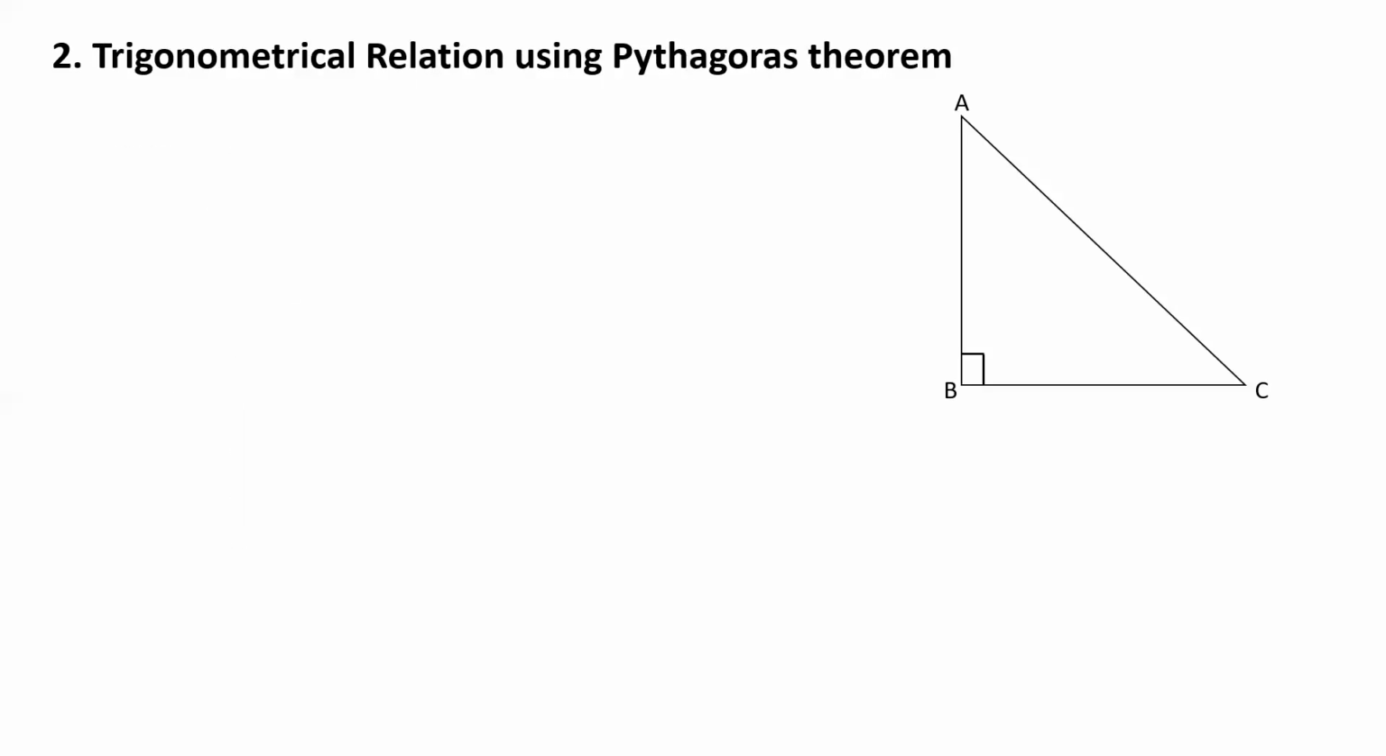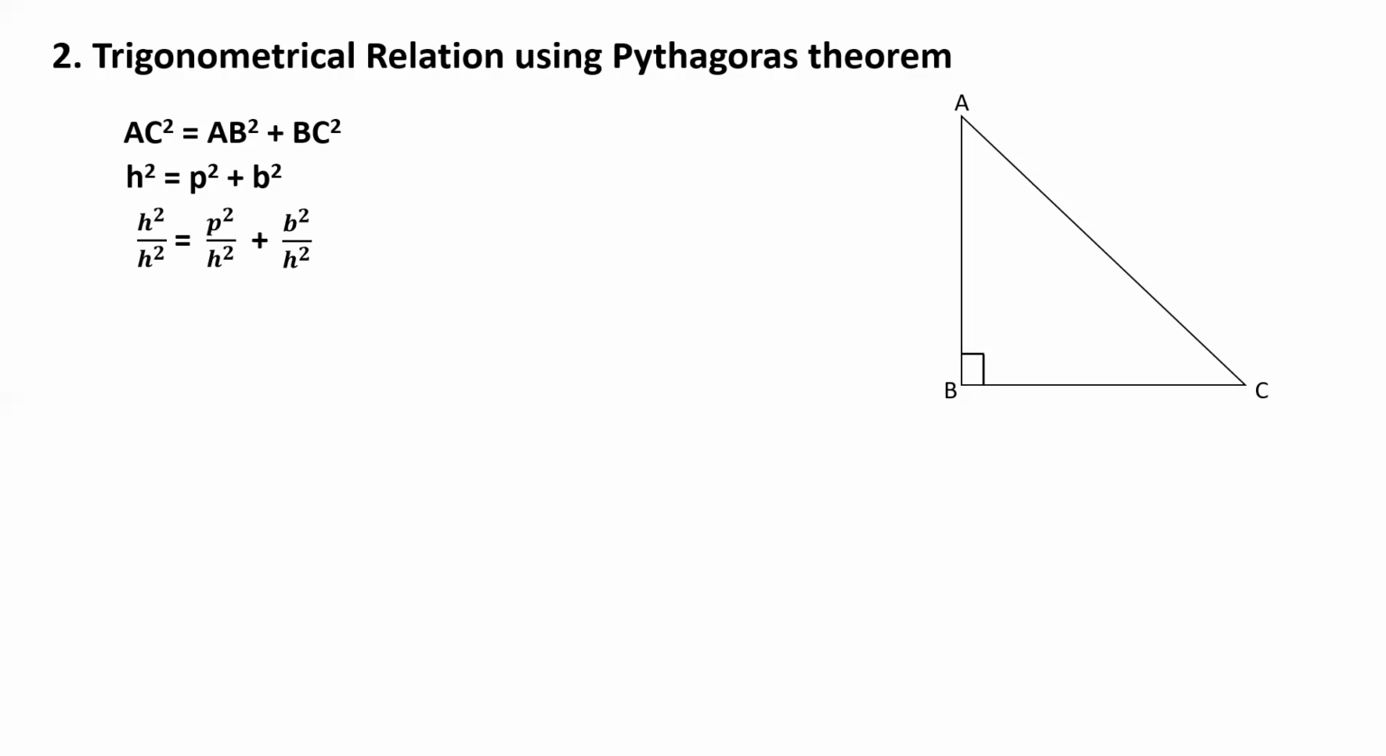Now let's talk about the trigonometrical relations using the Pythagoras theorem. You know that in a right angle triangle, AC square equals AB square plus BC square. That is h square equals p square plus b square. This is the Pythagoras relation, right? And here, if I divide both sides by h square, let's see. I divide h square by h square, and on the other side also p square by h square and b square by h square.